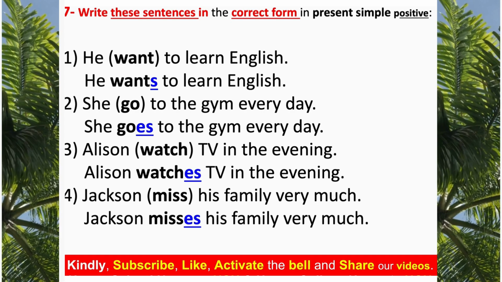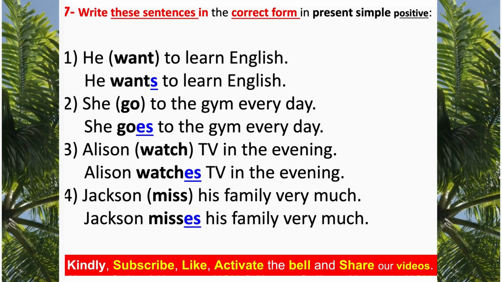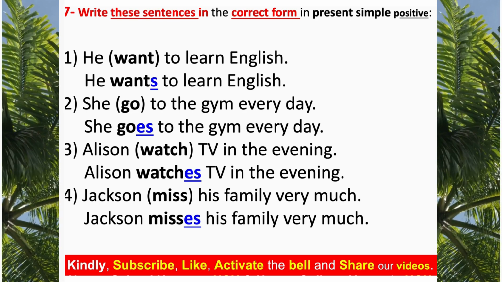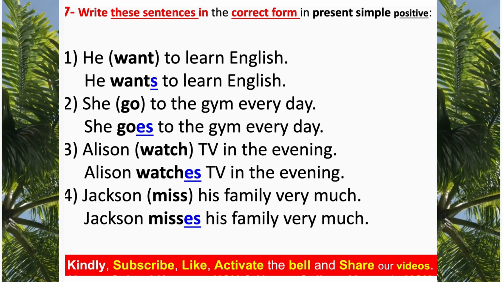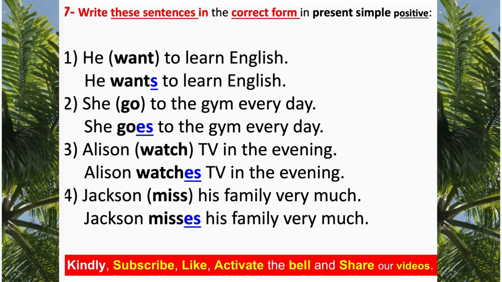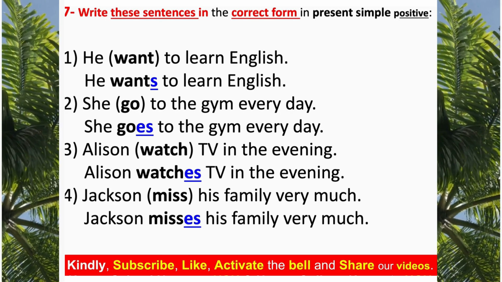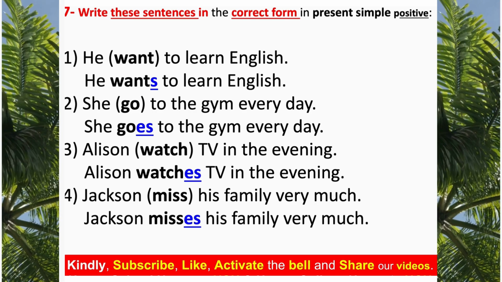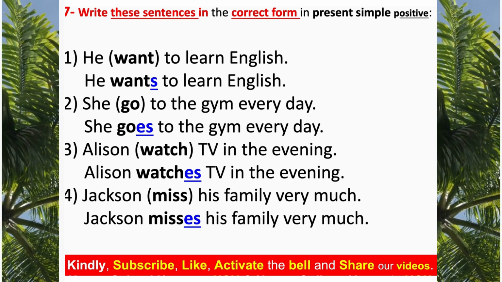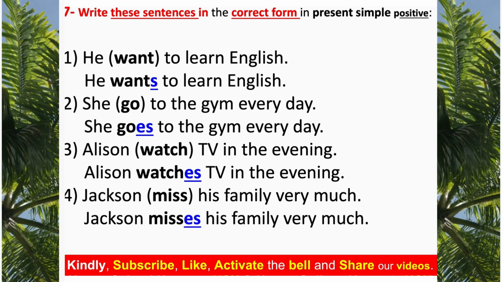The second sentence, she go to the gym every day. So the answer is she goes, Y-E-S. We studied in our lessons of present simple that if the verb ends in O, double S, SH, CH, X, and Z, so with he, she, it, it doesn't take just S, it takes ES. She goes to the gym every day.